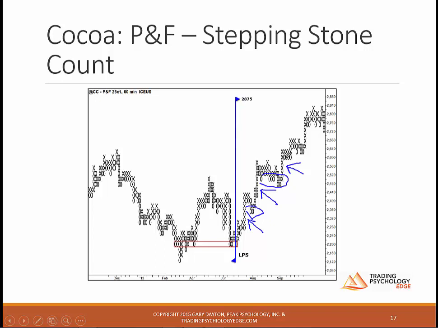Markup, congestion, markup. Okay? That's one way to tell the strength of a market. I got bigger moves up on the markup, and in terms of price action or reaction, I've got smaller moves on the consolidations. Right? It's also holding at the halfway points on each of those or above.